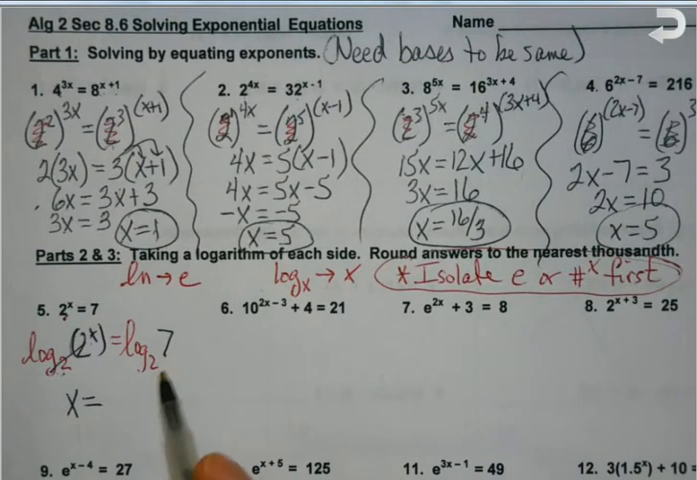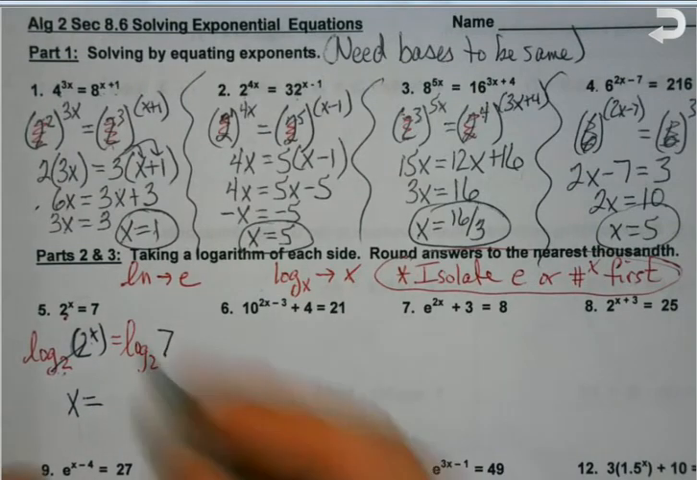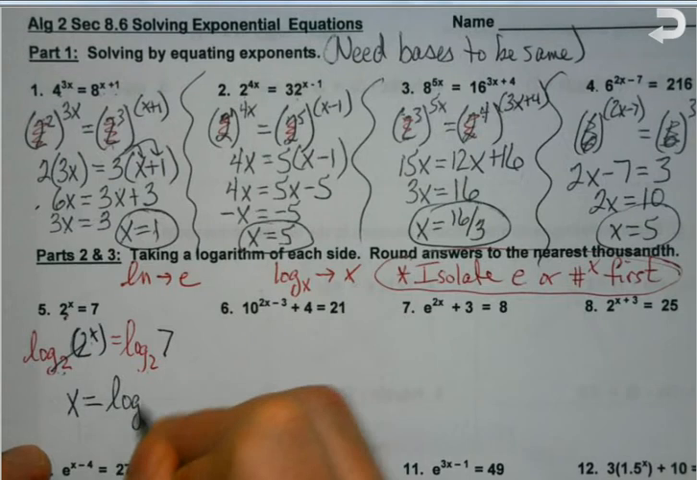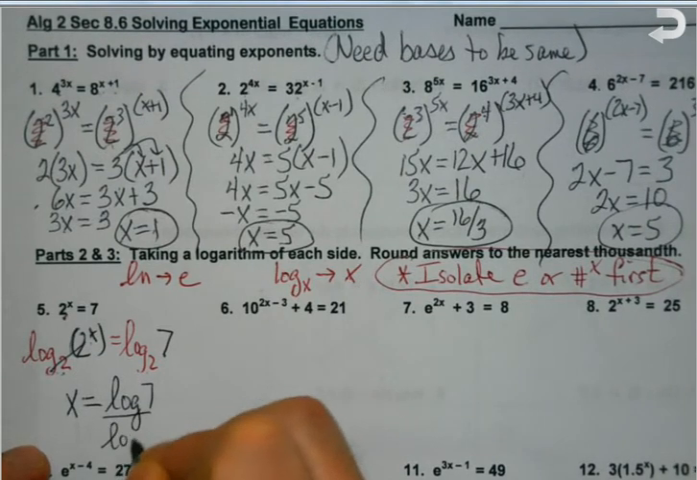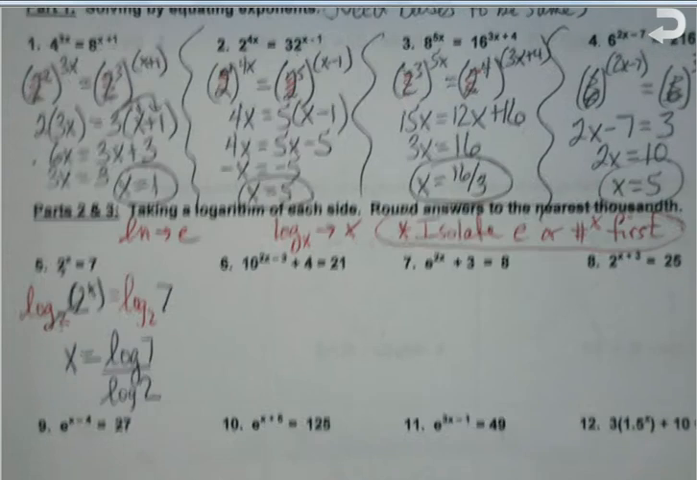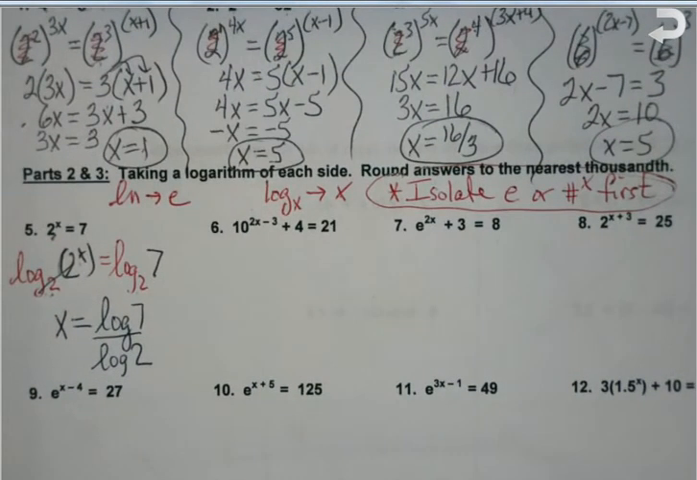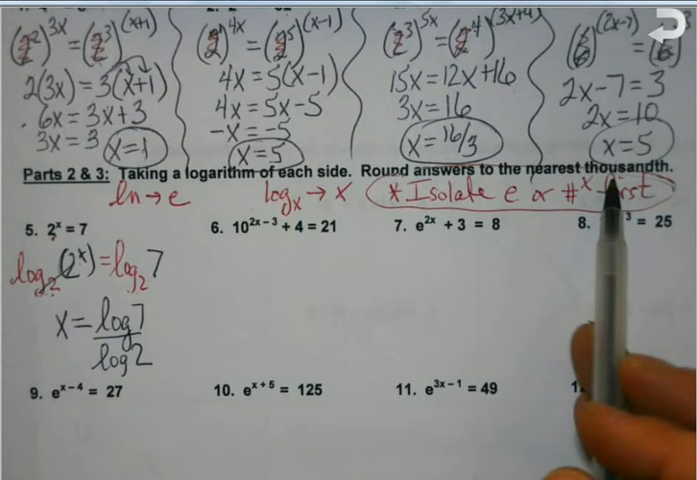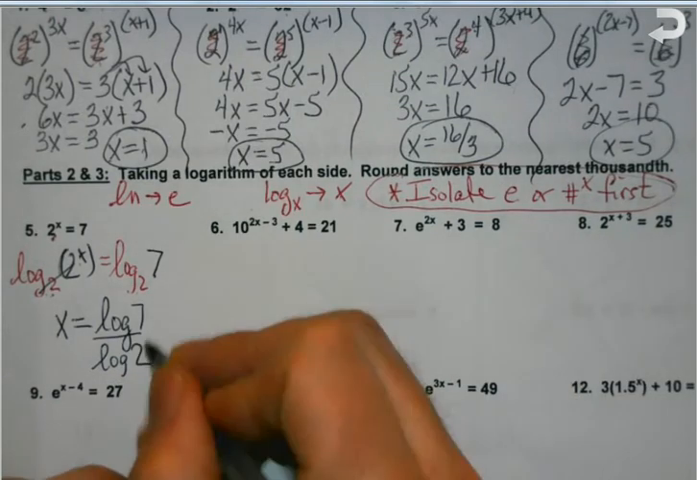Here's where you get to use your change of base formula, because we don't know what log base 2 of 7 is. So now is when it is okay to go ahead and divide that out that way. And again, just always watch for directions. We're rounding to the nearest thousandth, so we're going to 3 decimal places.